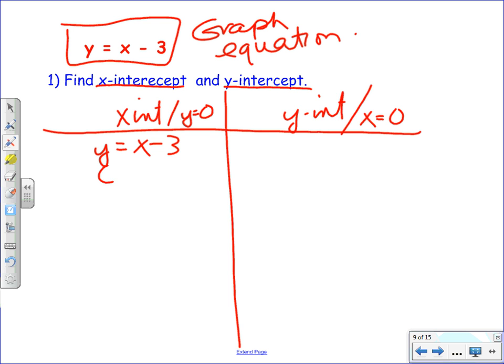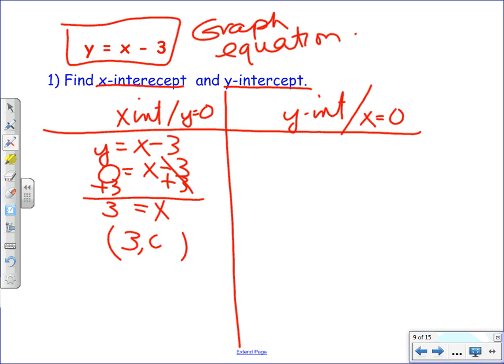So y is 0. 0 equals x minus 3. Plus 3, plus 3. We're trying to get the variable alone, and we find out that x equals 3. So the x-intercept is (3, 0). The y-intercept: y equals x minus 3. This time x is 0, so we find out y equals 0 minus 3. y equals negative 3.